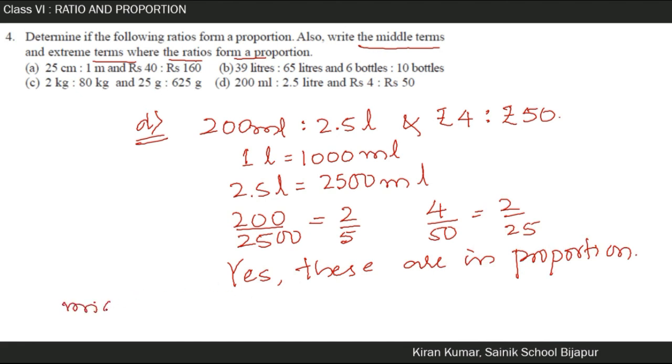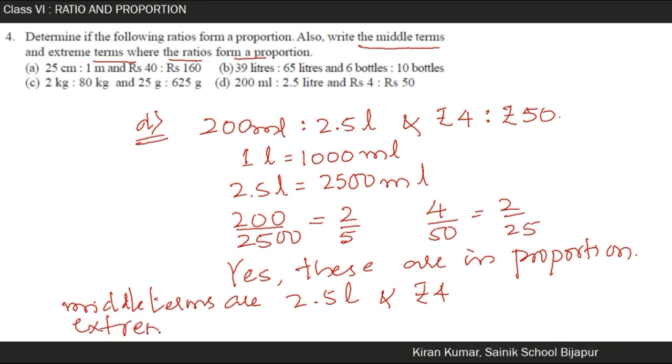Here the middle terms are 2.5 liters and rupees 4, and the extremes are 200 milliliter and rupees 50. So I have told one of the sub-questions here, and the remaining 3 sub-questions you will be doing it.